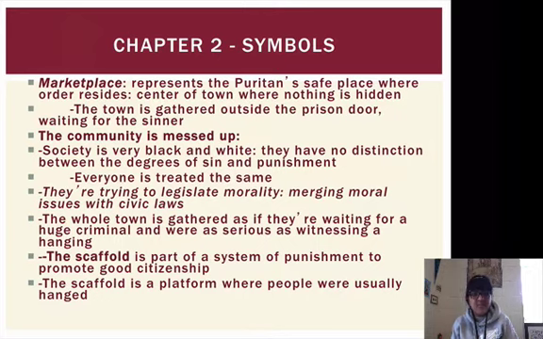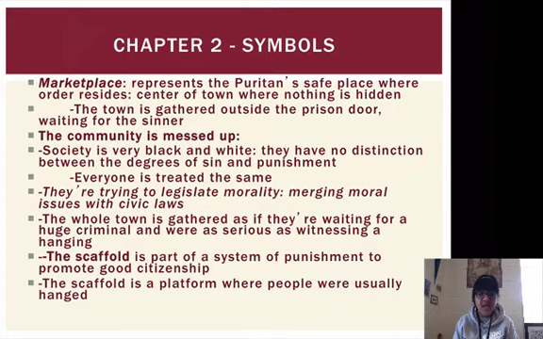So the symbols in chapter 2: the marketplace represents the Puritans' safe place where order resides, the center of the town where things are transparent, nothing is hidden. And then the town, of course, is gathered outside the prison door, which leads to the scaffold. So we discover that this community is a little bit twisted. It's very black and white. They have no distinction between the degrees of sin and punishment. Everyone is treated the same.